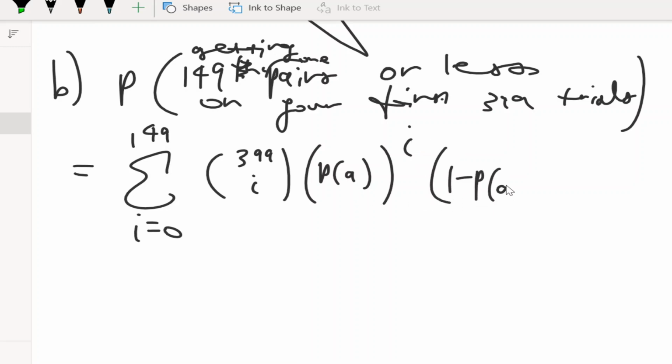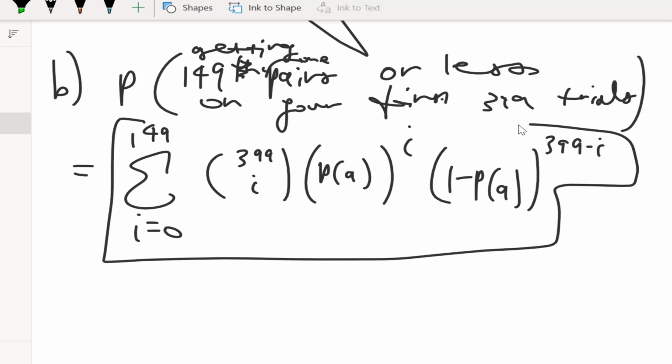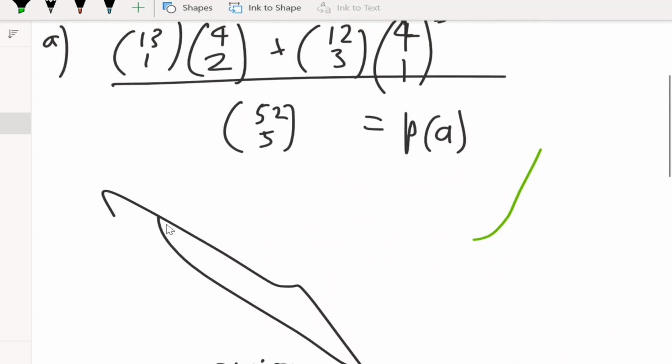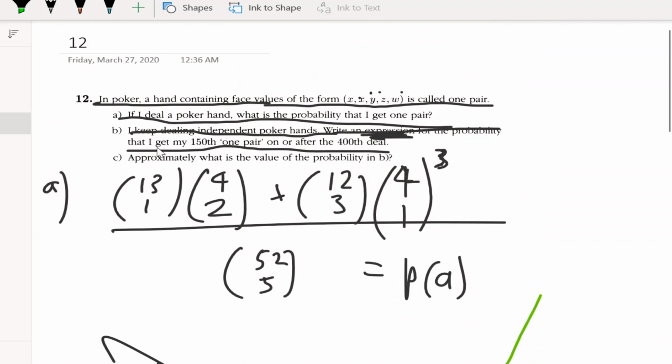Then our probability of failure is just 1 minus P of A, and the number of failures is just the number of trials minus the number of successes. So if we have 399 trials and i successes, then the number of failures is 399 minus i. And that is our answer for part B. Can you believe it? That was pretty easy. Okay, cool. Making these problems a little easier towards the end, I guess. The review section. It's interesting.